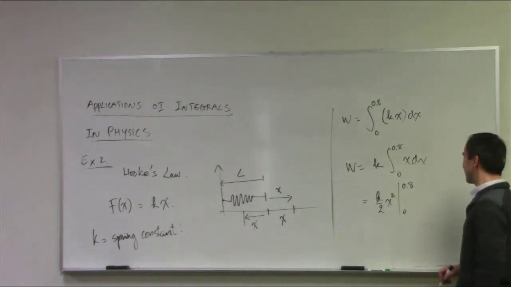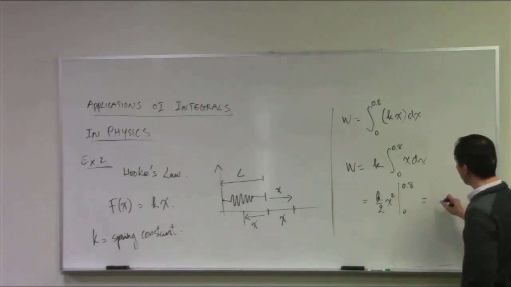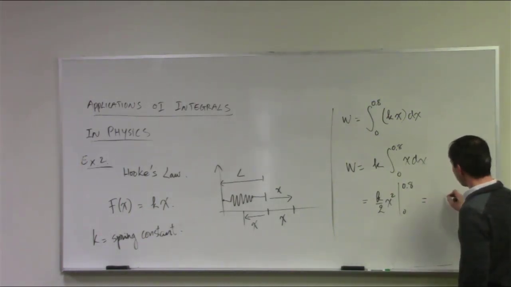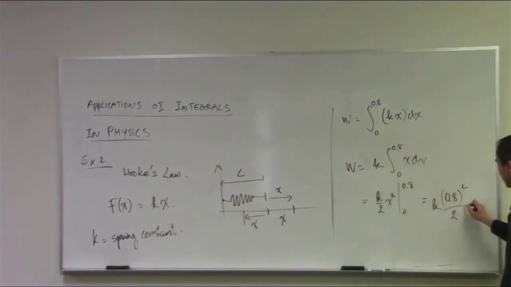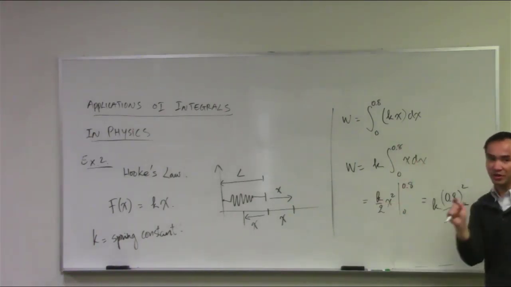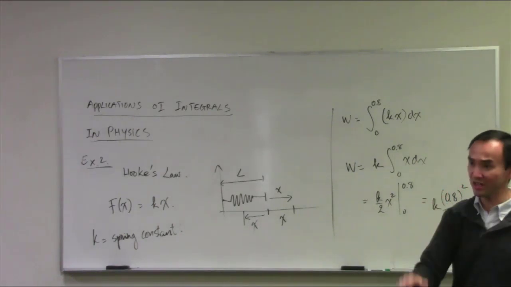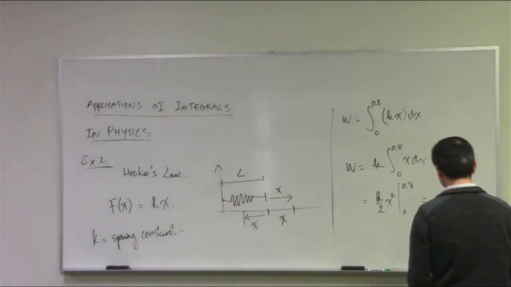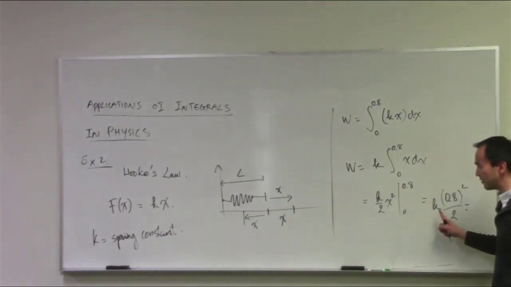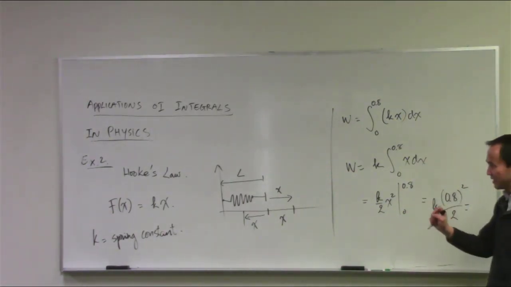That means we're looking at 0.8 squared over 2 times k, and substituting in the 0 makes that part all 0. So in the end, you're still stuck with a k value. But this is the general way we calculate the total work amount. Now, how do we figure out what the k value is? Because we don't see that information.